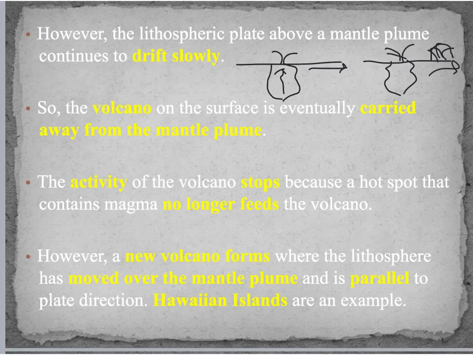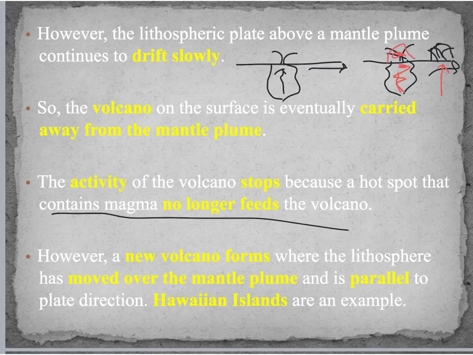The activity of the volcano stops because the hot spot is no longer feeding it, right? So we don't have the magma here anymore feeding the old hot spot there. So it becomes like a dormant volcano. The island is still there, all the rock that formed from that volcano is still there, but the plate has moved on to a new place. Okay. However, a new volcano forms where the lithosphere is moved to the mantle plume in the new place. So we've got a new volcano forming here, right?